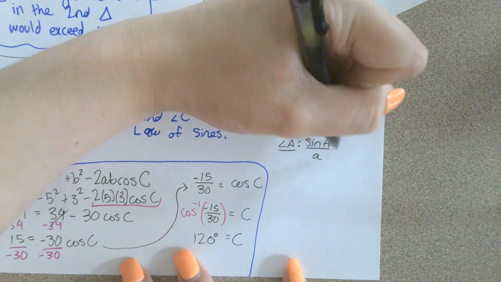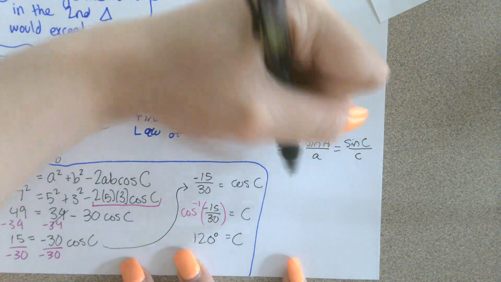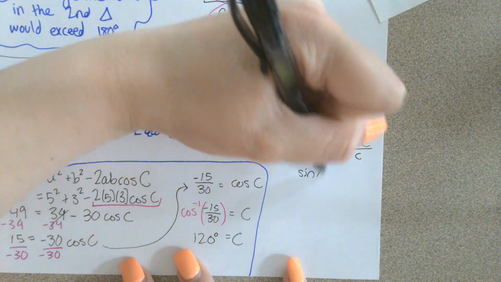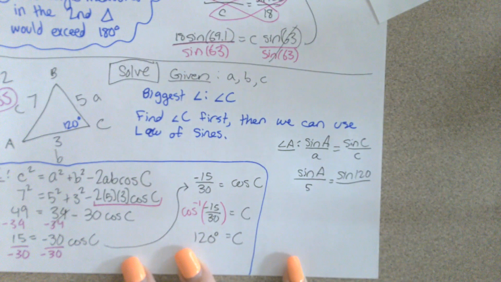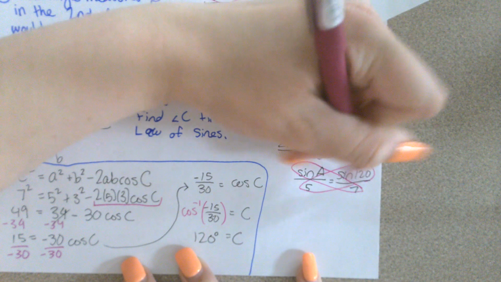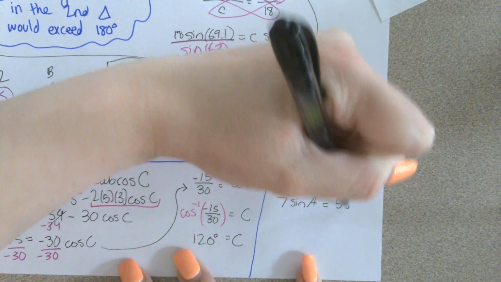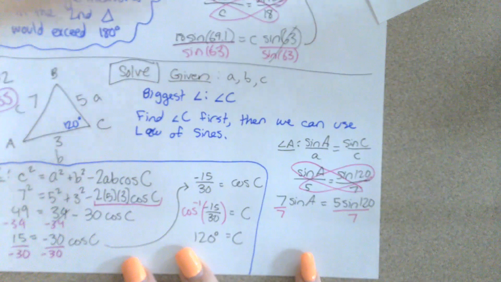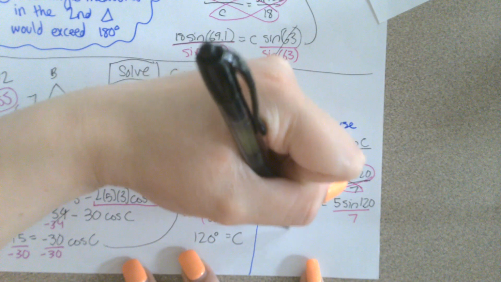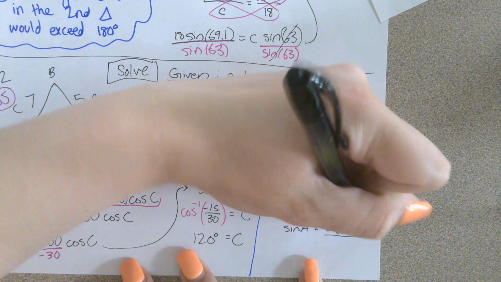Sine of A over a, since I want to find A, and then we're using C's: sine of C over c. We have sine of big A is unknown, little a is 5, equals sine of 120 over little c is 7. Cross multiply. We get 7 sine A equals 5 sine 120. Divide off the 7 on both sides. Sine of A equals 5 sine 120 over 7.